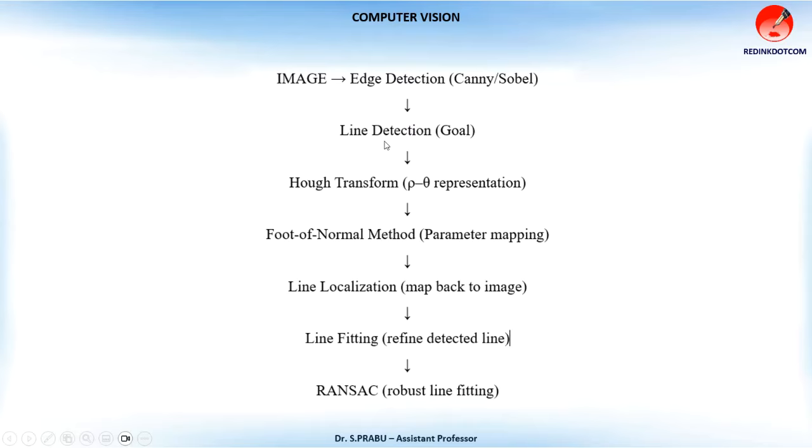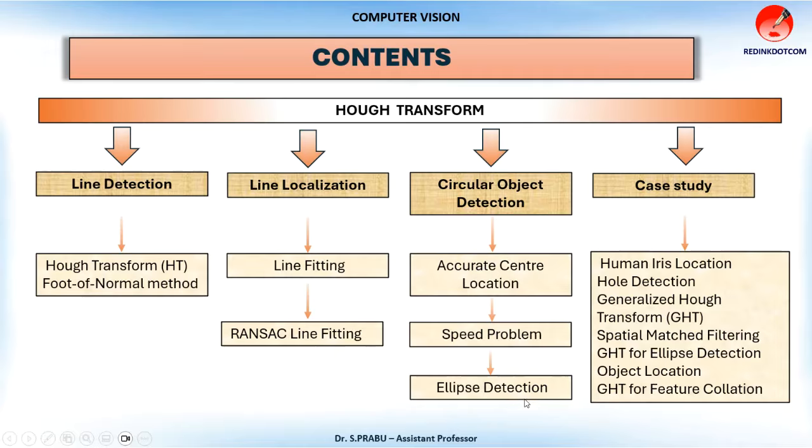Line detection is our goal. The edges can be calculated from different edge detection mechanisms. The line equations can be identified by either the Hough transform or the foot of normal method. Then that equation can be mapped to the xy plane, and finally that line can be drawn using a line fitting mechanism. RANSAC is one of the best robust line fitting mechanisms, so that will be discussed in the next part.